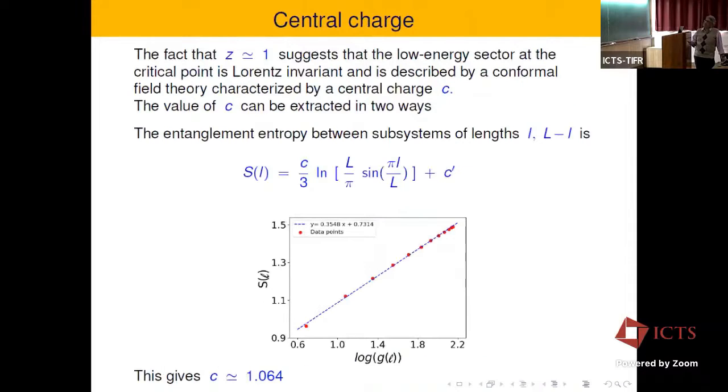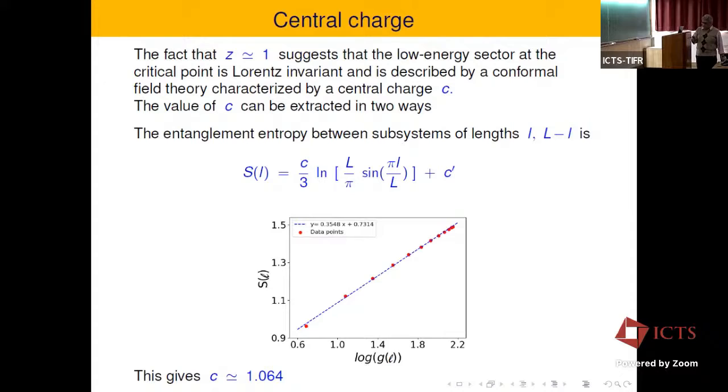The fact that z is close to 1 suggests that the low energy sector of this critical point is Lorentz invariant. And therefore, since we are in one space, one time dimension, the system should be described by some conformal field theory at the critical point, and that's characterized by a central charge C. So the next thing to look at is the value of C. There are different ways of finding this. One is to look at the entanglement entropy between two subsystems of length small l and capital L minus small l. So basically divide the system into two parts and look at the entanglement entropy between them.